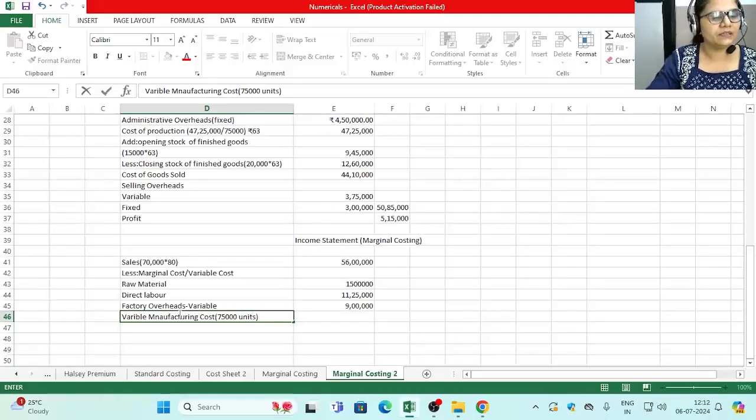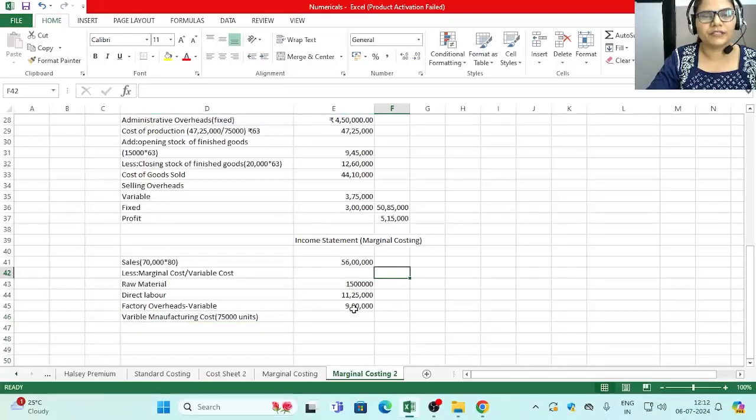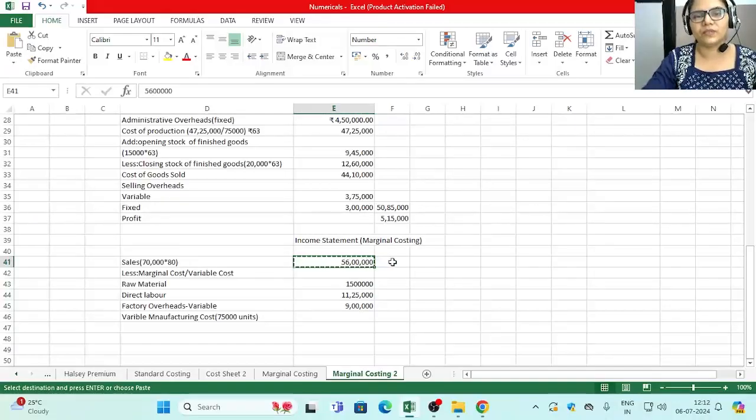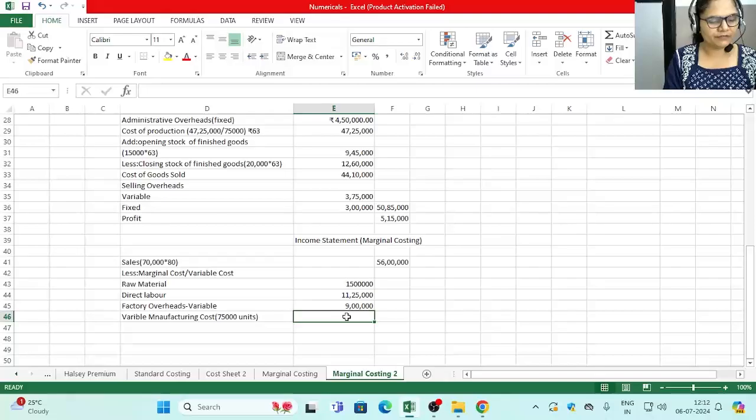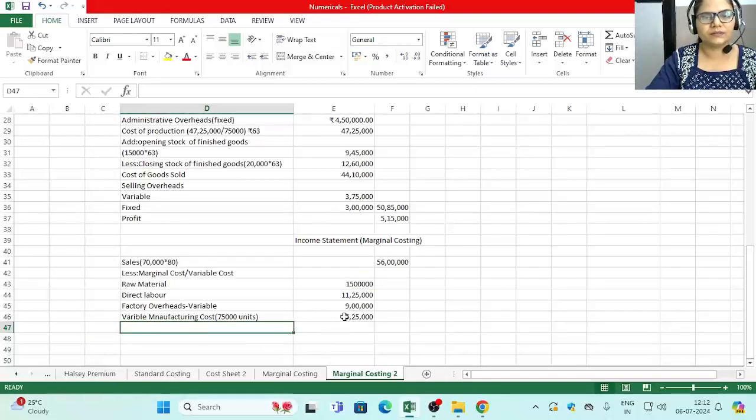And it will be after deducting all these values from 56 lakh, we will get, let's copy this 56 lakh over here so that we can have more clarity. We will deduct all these values from 56 lakh. We will get variable manufacturing cost, that is 35 lakh 25,000. Now, after dividing this value by this value, we will get cost of production per unit.